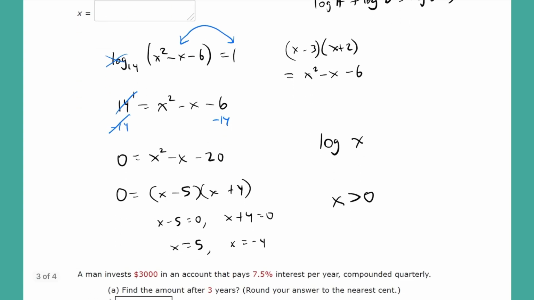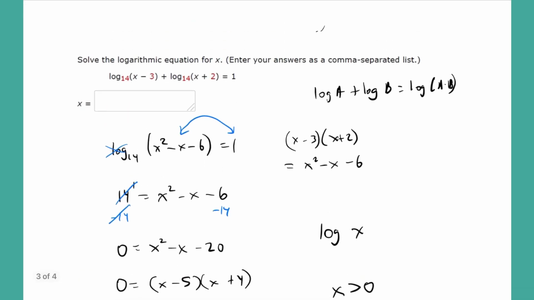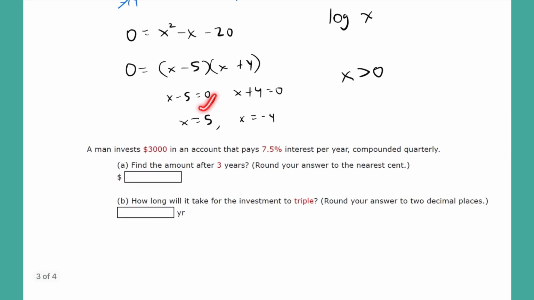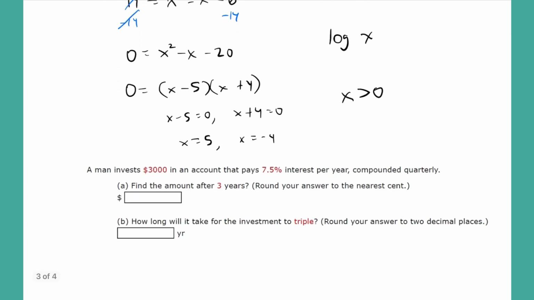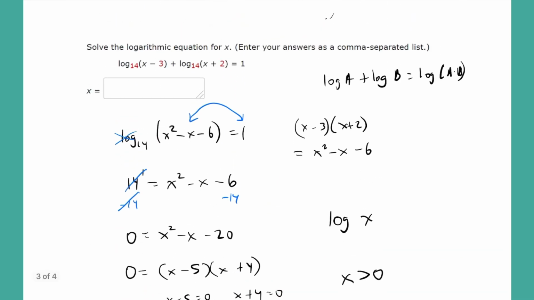So you just want to make sure that these two values do not give you a non-negative answer. All right, so let's see. If you plug in 5, you're going to get 5 take away 3 is 2. That's fine. 5 plus 2 is 7. That's fine. So this one is a good solution. And if you plug in negative 4 minus 3 is negative 7. And you cannot take the log of a negative number. Same thing. So this will not check out, but this one will. So your only answer is 5.